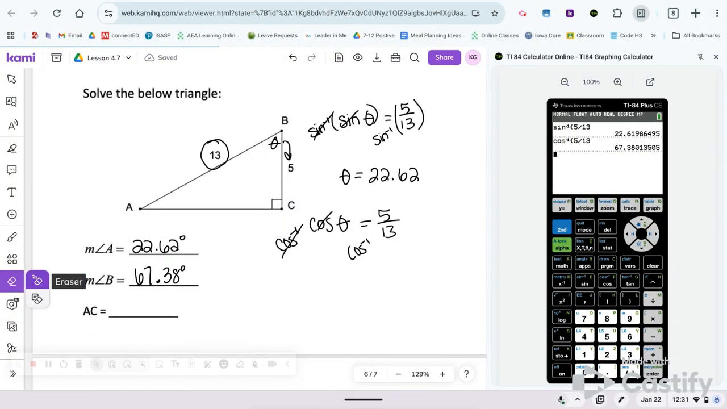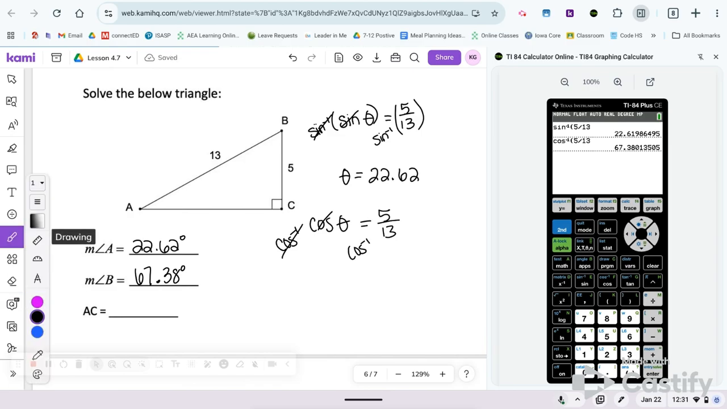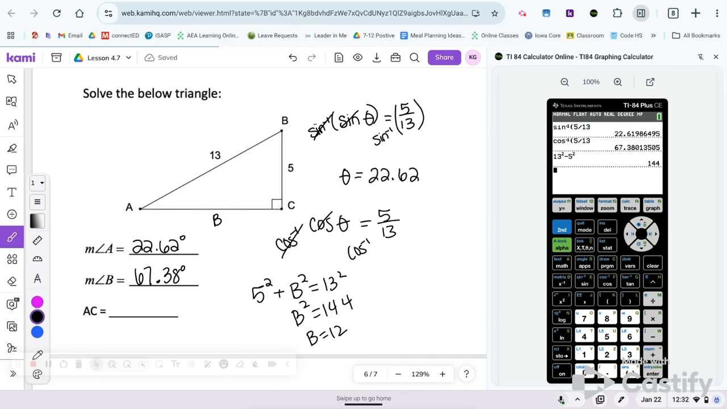For the last one, I'm looking for the missing side, and I could just use our regular Pythagorean theorem. A squared plus b squared equals c squared. 13 squared minus 5 squared is 144, and the square root of 144 is 12.